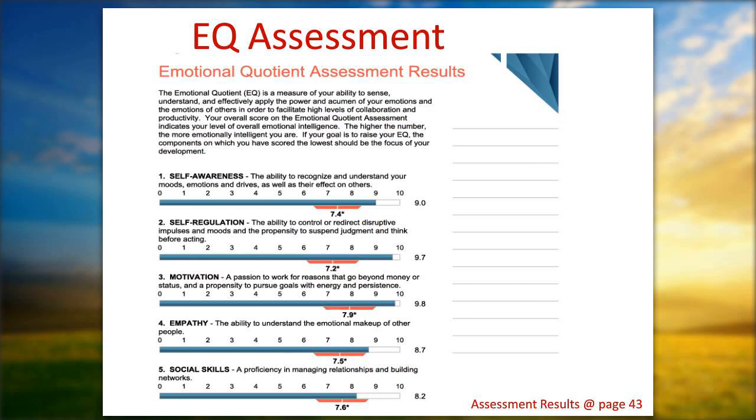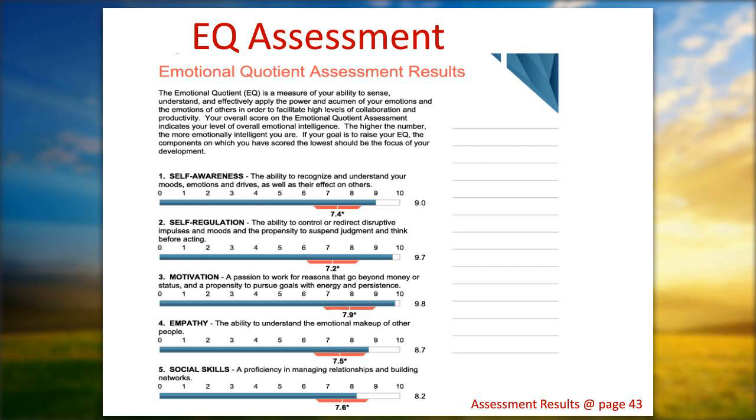So in your assessment, on approximately page 43, there are the 5 areas listed. What you'll see there is the blue bar. So look, for example, on this one, the self-awareness. The blue bar is this person's score. The red shows you 68% of the population where they landed, and the mean is 7.4. So this person's strongest score appears to be motivation, and there's a definition there: passion to work for reasons that go beyond money or status, and propensity to pursue goals with energy and persistence. So 9.8, very strong score there on emotional intelligence.